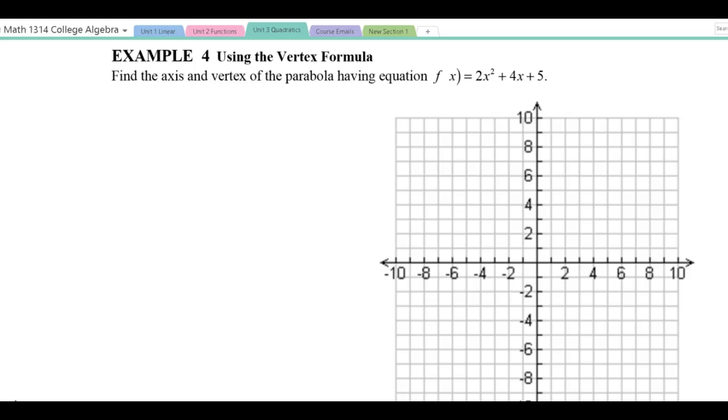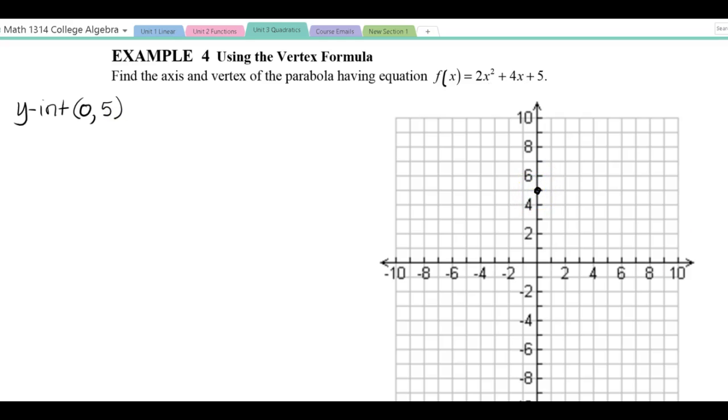Let's graph the function f of x is equal to 2x squared plus 4x plus 5. So we've learned to gather different information. One of them is the y-intercept. To find the y-intercept, we're going to let x equal 0 and solve for y. If x is equal to 0, this would be 0, this will be 0, and I find my y-intercept is at (0, 5). So I'm going to plot that point.